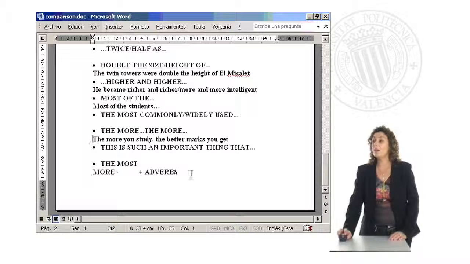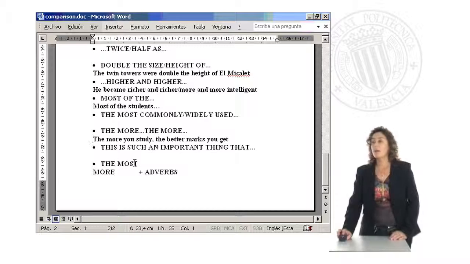and when we have an adverb, we don't follow the adjective formation structure that I explained to you before. We have to say the most or more plus the adverb. For example, he drove more and more quickly, for example.